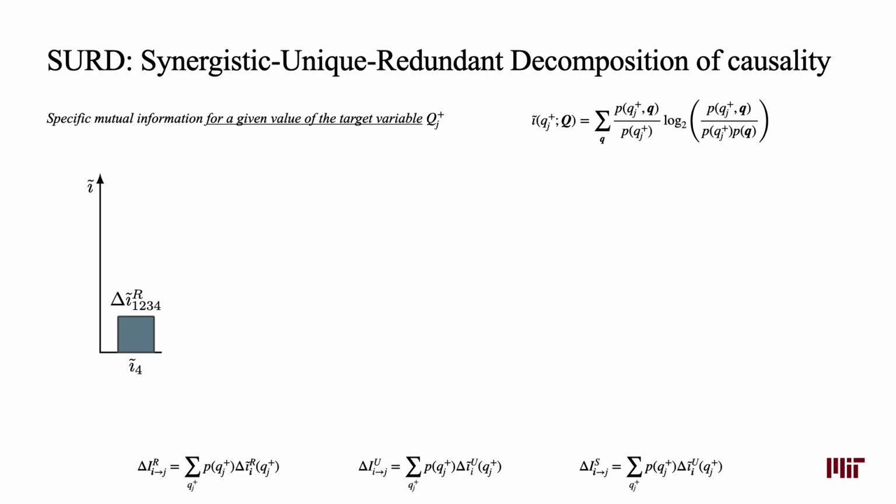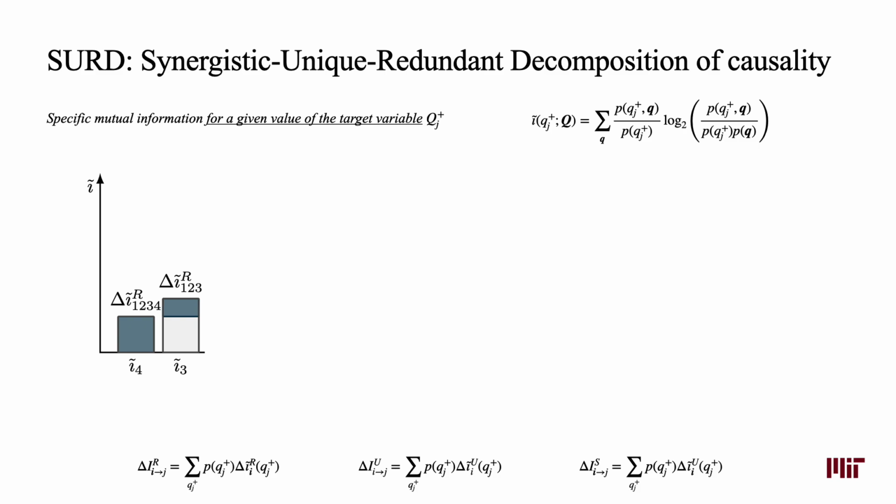To explain this decomposition, let's consider a scenario with 4 observed variables, from Q1 to Q4. We start by calculating the specific mutual information for a particular state of the target variable with just one variable, such as Q4. In this case, this value represents the lowest specific mutual information from a single variable, and it does correspond to the specific causality that is redundant to Q1, Q2, Q3, and Q4 about the target variable.